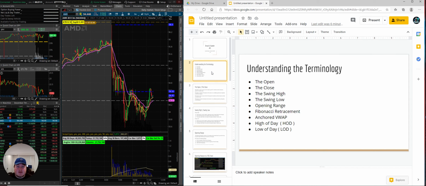So, understanding the terminology. You have multiple terminologies, and the cool thing about the fibs is you can use them however you want to. I'm going to show you how I use them intraday, and what I look for. I can use them for dips, potential profit targets, and so on. So we have the open, the close, the swing high, the swing low, opening range, what is the actual Fibonacci retracement, anchored VWAP, which I use from the previous day, which I learned from Bryant, Lit Trading, high of day and low of day. You guys know some of the basics, but we're going to go through it real quick.